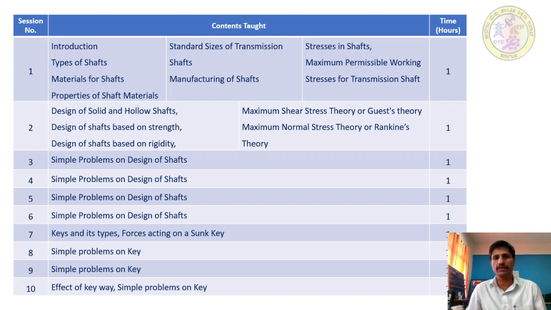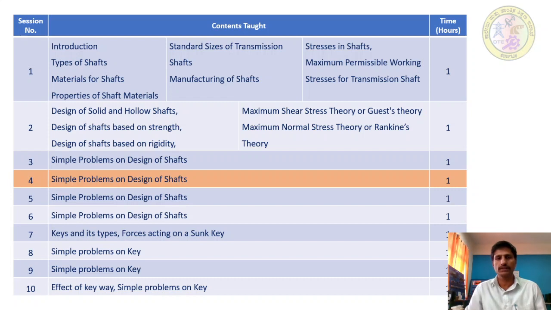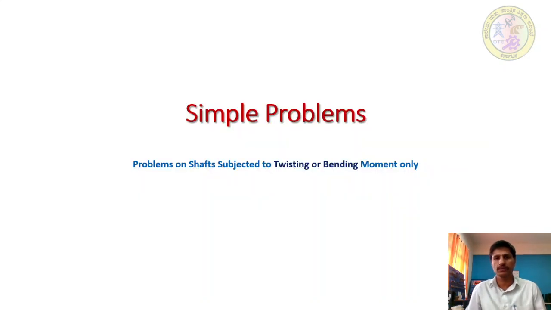In the previous sessions we have discussed the basics of shafts, then some derivations on finding the diameter of a shaft, and we have discussed two problems on shafts. Today we are going to discuss simple problems on the design of shafts subjected to twisting moment only or bending moment only. So as I told, the problems are based on a shaft subjected to twisting moment or bending moment only.